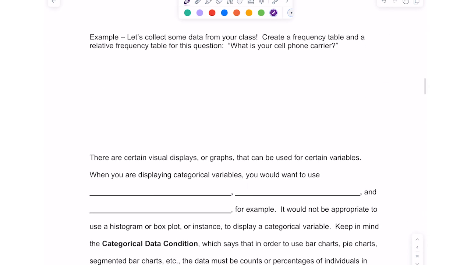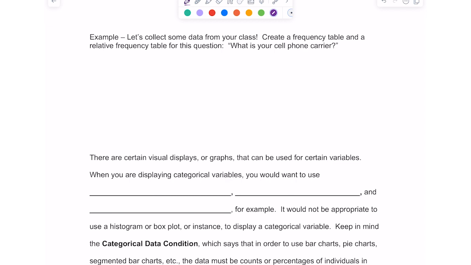Okay, so we're going to collect some data, and since this may be for my online class, we don't have the data right now as I'm creating this video, and we're going to create a frequency table and a relative frequency table. So I'm going to make up some values and show you how you can create these things. Okay, so the question is, what is your cell phone carrier? And I'm going to just write down some information here.